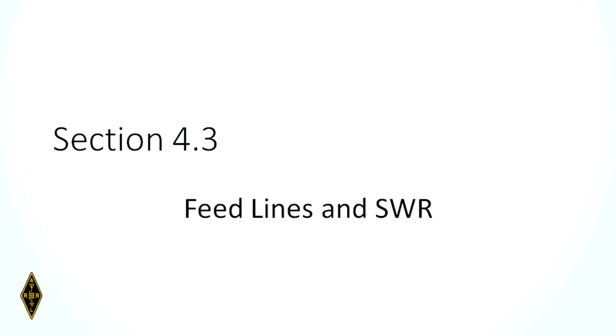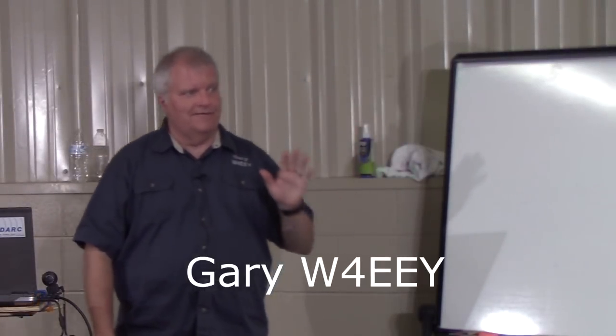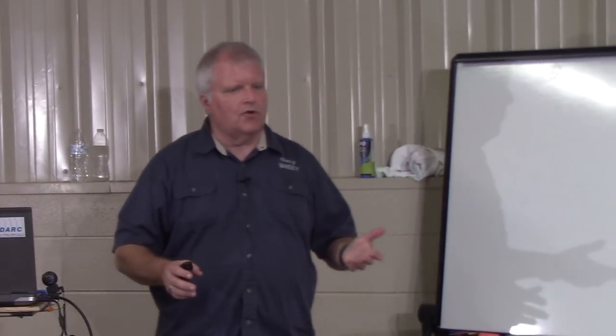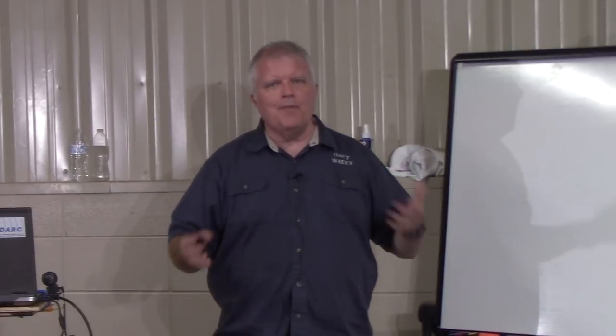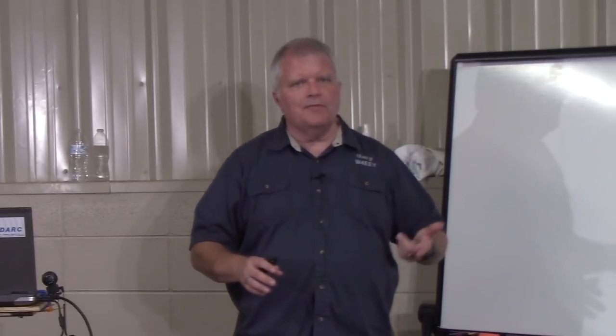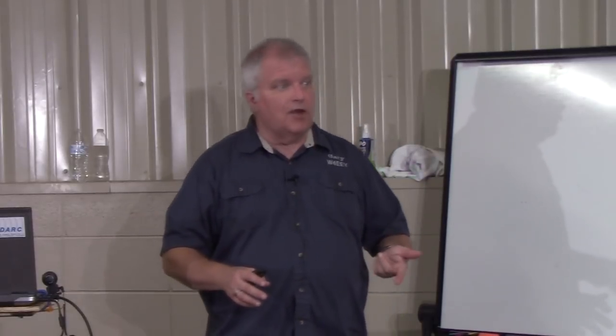So we're going to talk about feed lines and standing wave ratio. And I promise you, you're going to see a standing wave. So hang on. So for radio equipment, all of the equipment, the antennas and the transmission lines are going to have something they call the nominal impedance. If you look at the back of a transceiver or look in the specifications, it'll say the nominal impedance of the output of the radio is 50 ohms.